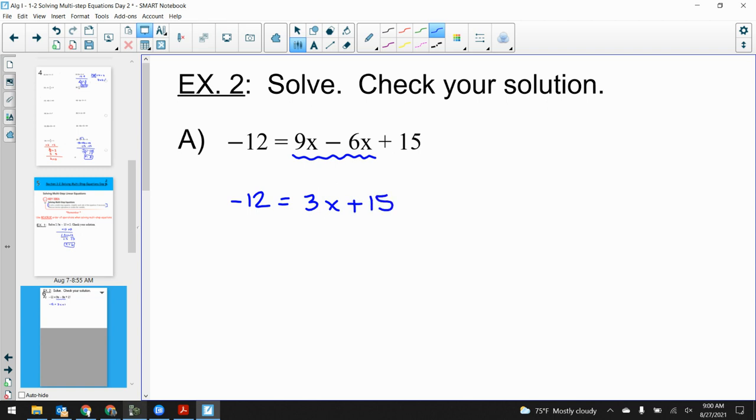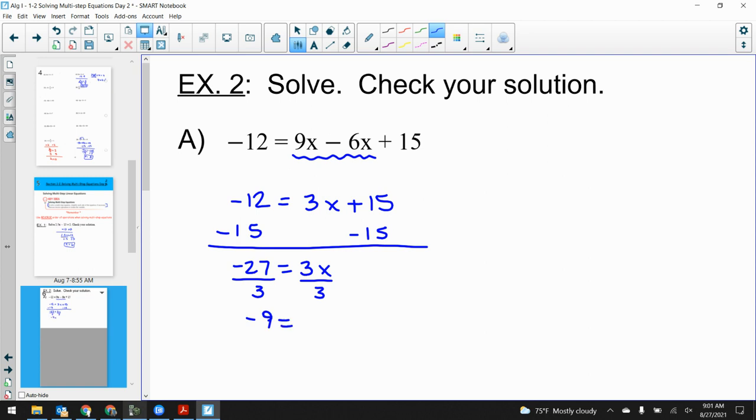And now this becomes a problem that we had yesterday. See, we're only adding in one little step. Combine like terms, now two-step problem. Subtract the 15 from both sides. That gets us a negative 27. And now we can do our division. Now we divide by 3 to get negative 9.